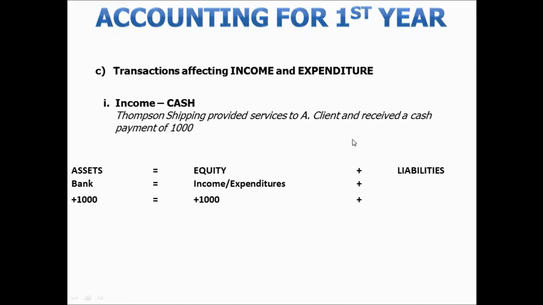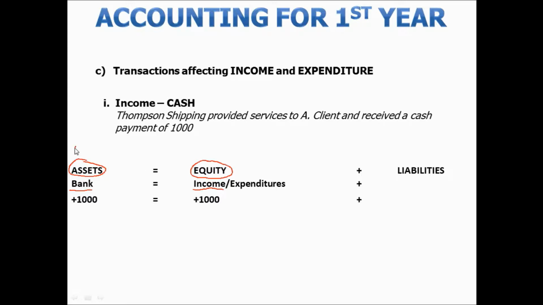We know that this was cash received, which means that our bank account increases, and bank is always an asset. Then we know that it was a cash payment that we received, which makes it an income. And as we established earlier, according to the basic accounting equation, income and expenditures affect equity. Then we need to identify the accounts involved, which we've basically already done. Bank and income.